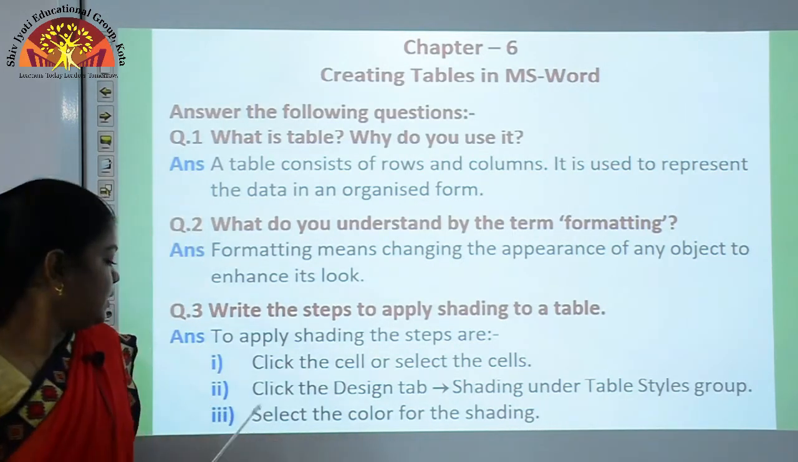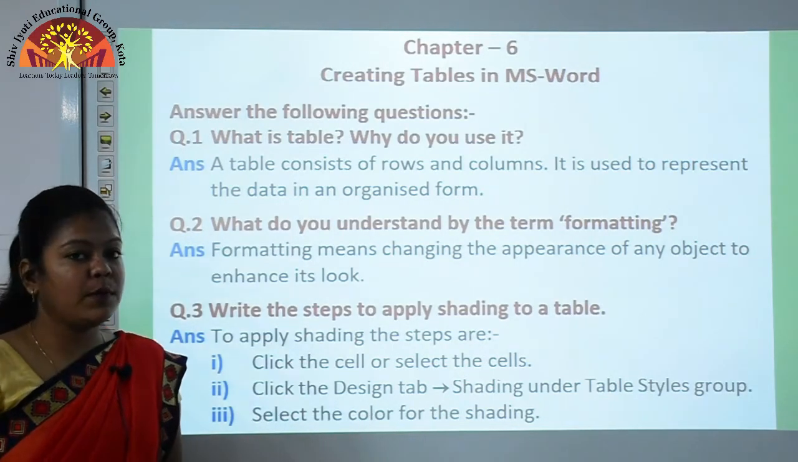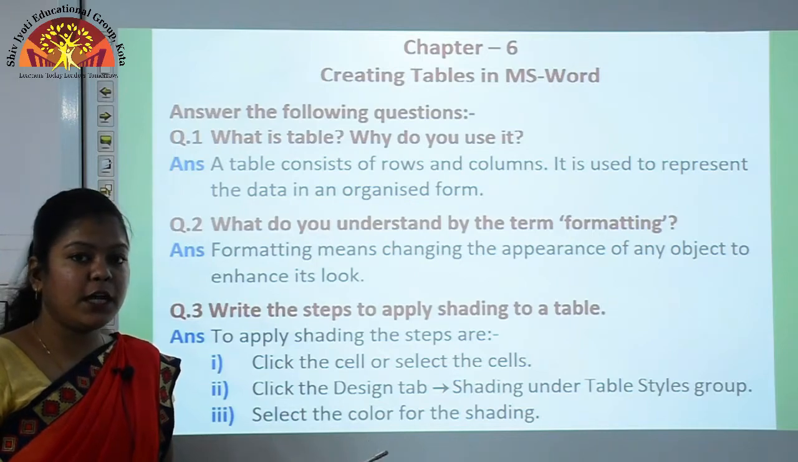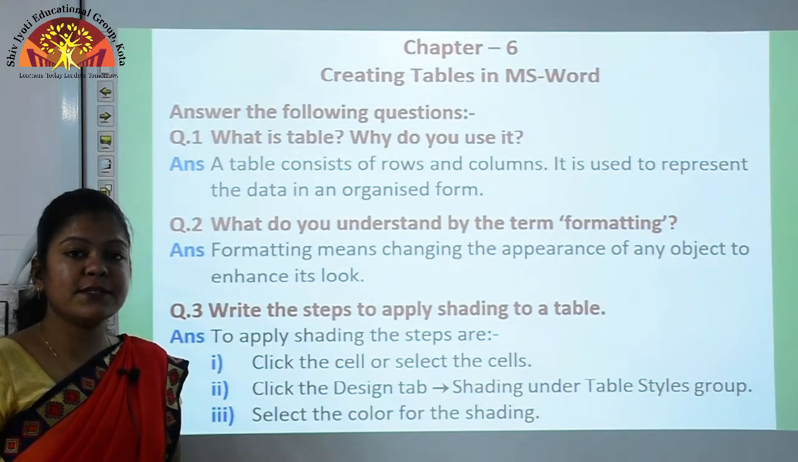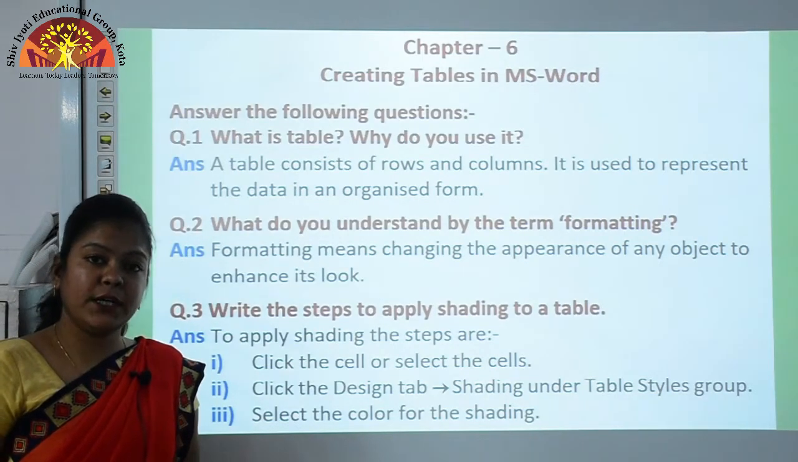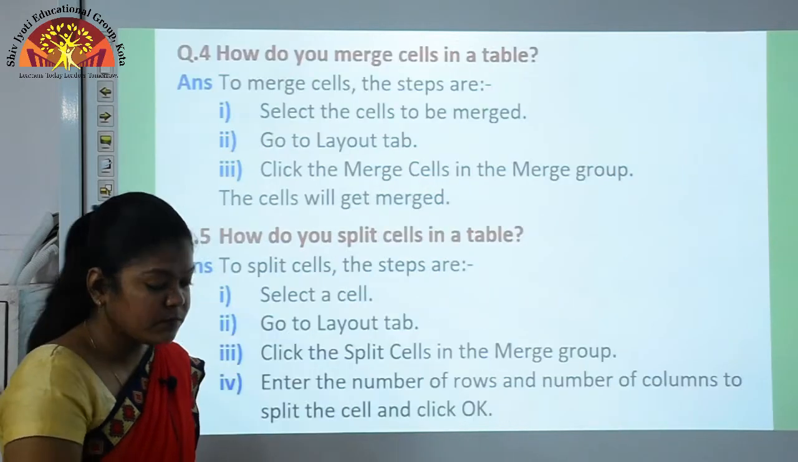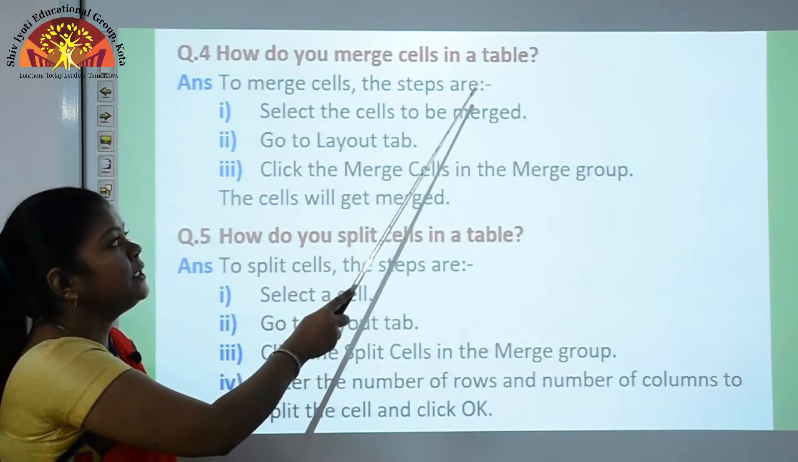Okay, then in the next step, select the color for the shading. Now अब आपको shading के अंदर color select करना है, on which color you apply on your table. Okay, so these are the steps to apply shading in your table. Now we will move to our next question. How do you merge cells in a table?